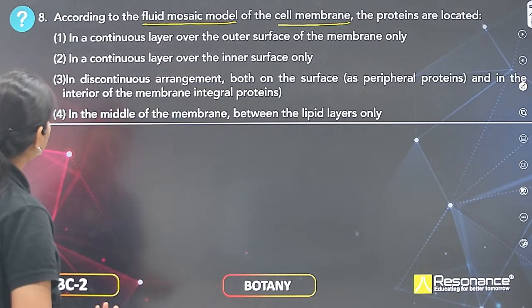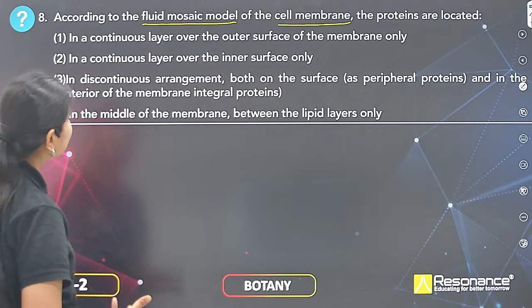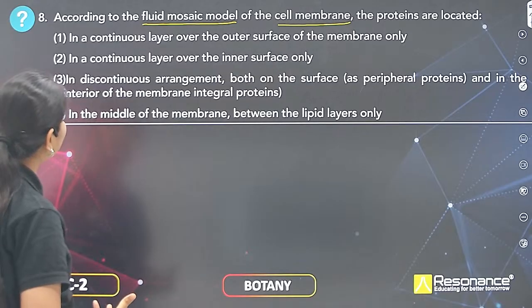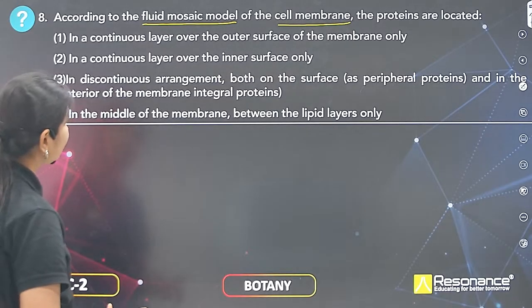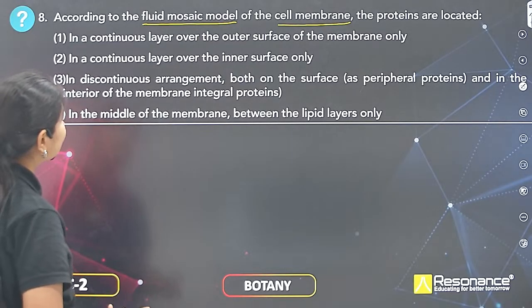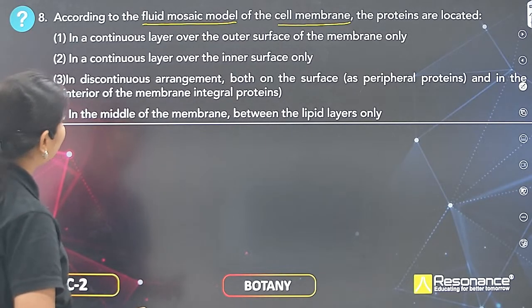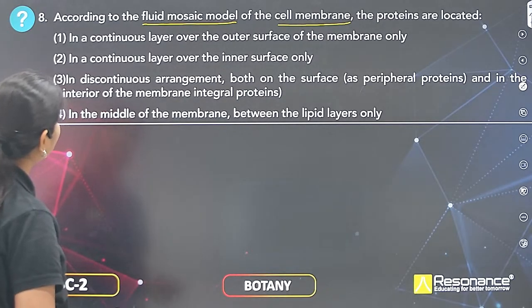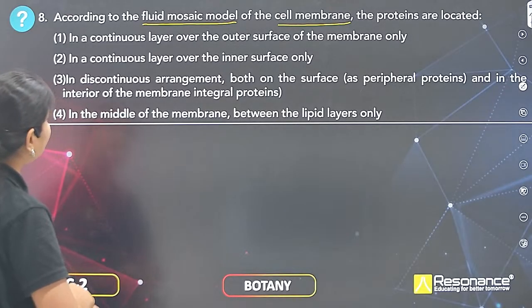It is a continuous layer over the outer surface of the membrane, right? It is a continuous layer of the inner surface, right? It is a discontinuous arrangement of both the surfaces as peripheral proteins on the interior and the membrane, and integral proteins in the middle of the membrane between the lipid layer only. Okay, so it is what? A continuous layer over the inner surface.